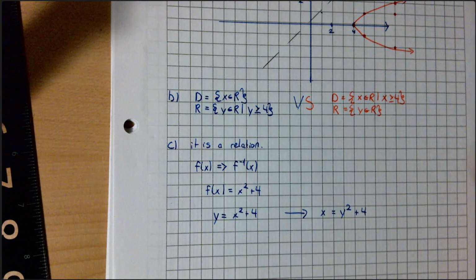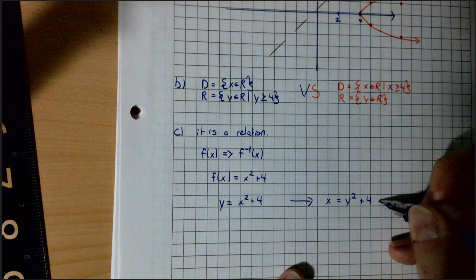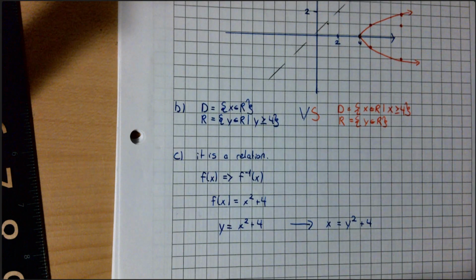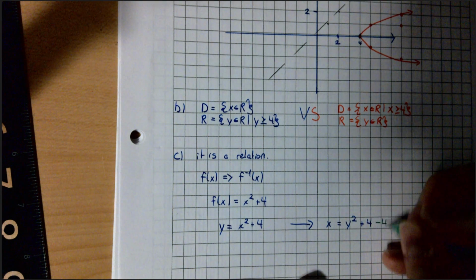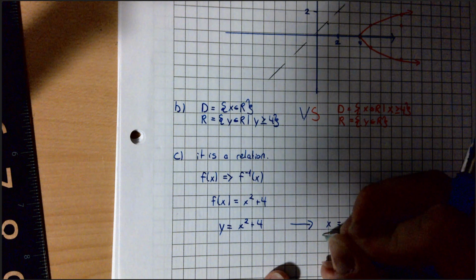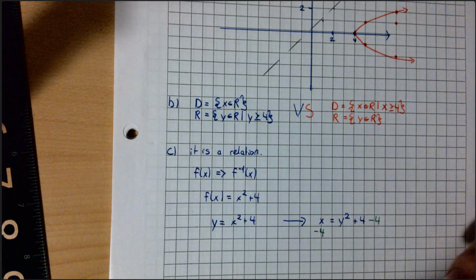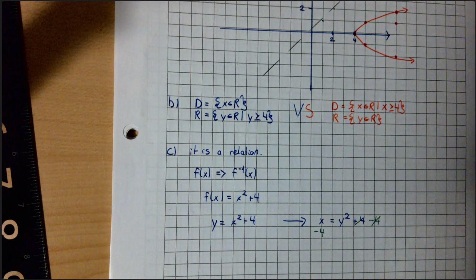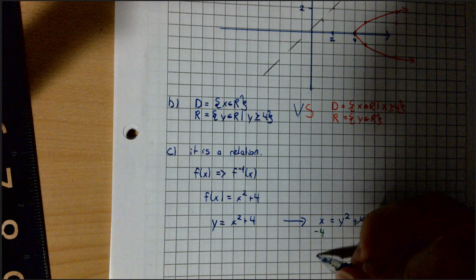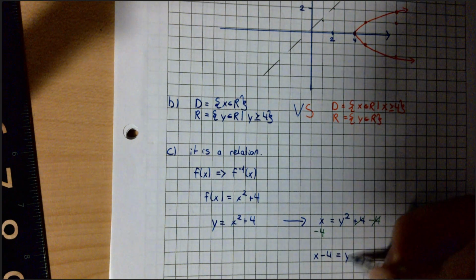And now I need to re-isolate for y. So the first thing I do is subtract. I'm going to color code it actually. I'm going to go with green. I'm going to subtract 4 from both sides. So I'm going to have x minus 4 here. Careful, I wrote it underneath because I didn't have room, but it's not division. These cancel out, so then I'm left with x minus 4 is equal to y squared.